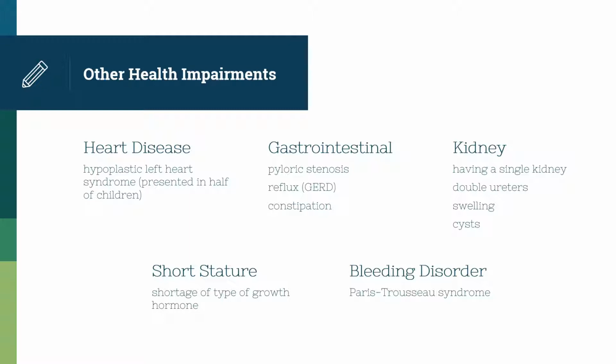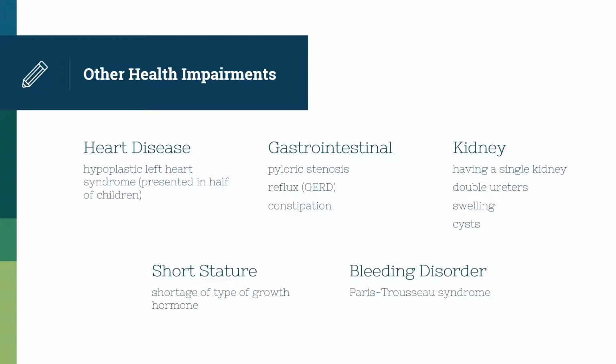Severe reflux, also known as GERD, is also common and can result in difficulty of infants feeding. Frequent pain from constipation can also occur. Individuals may also have kidney disease. Some may only have one kidney. Double ureters, which are tubes that lead from the kidneys to the bladder, swelling of the kidney, or cysts that develop on the kidney can also occur. Many with Jacobsen syndrome are short for their age.